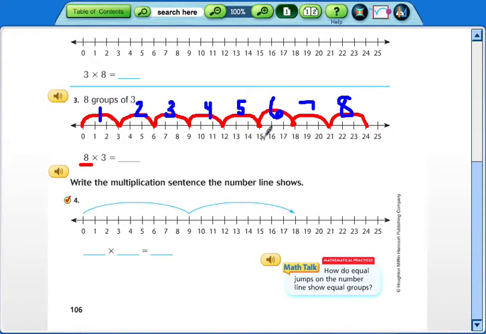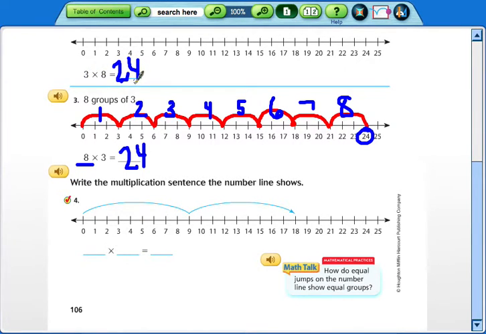All right. So I've got 8 jumps, just like it told me to, and I've got 3 spaces in each jump. 1, 2, 3. 1, 2, 3. 1, 2, 3. 3 spaces in each jump. So that lands me to the number 24. Did anyone notice that up here our answer was 24 too?